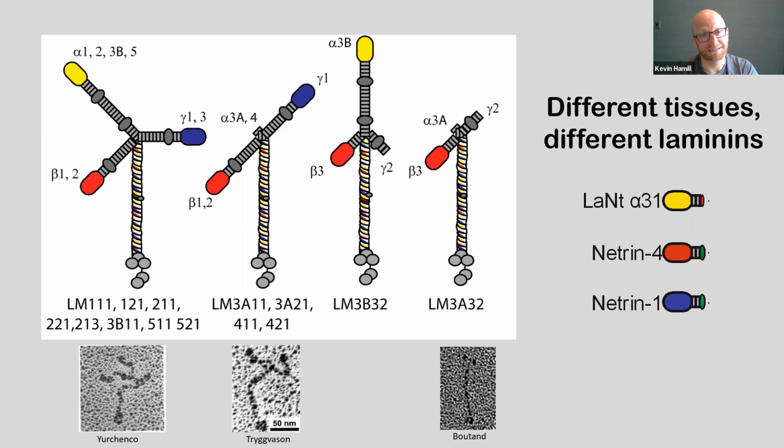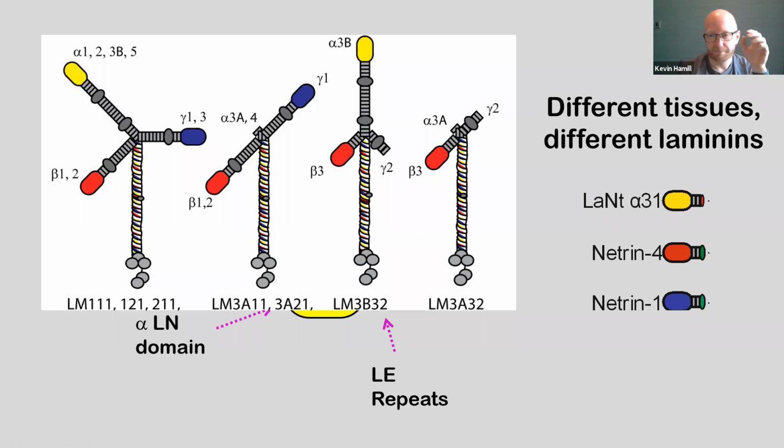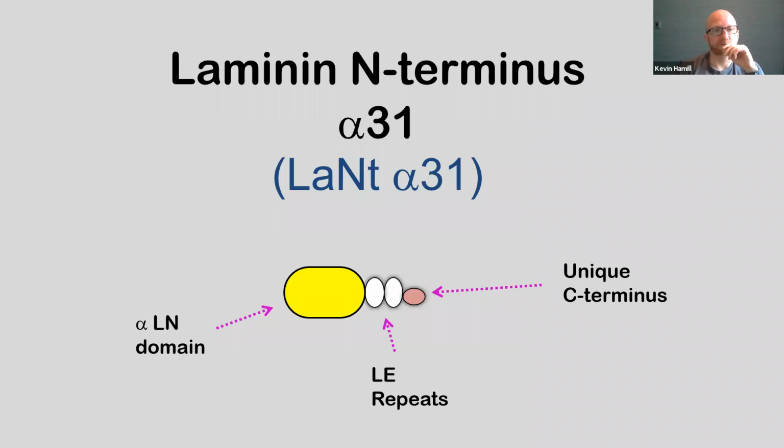Now let me show you some data that supports that global picture. So I'm going to talk about LaNt alpha 3.1 from now on. As I said, it contains an alpha LN domain. These blobs here are laminin type EGF-like repeats, and various people have shown over the years that in this context, that's probably important for protein stability rather than any functional context.